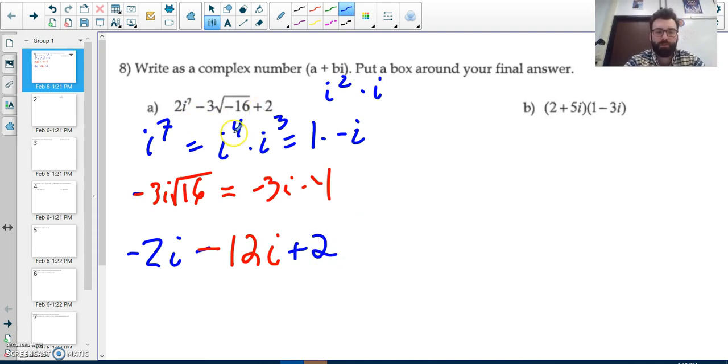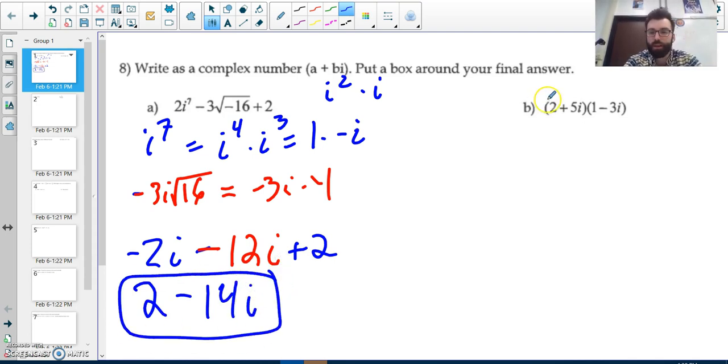Remember, this i to the 7th became i to the 4th times i to the 3rd. i to the 4th is 1. i to the 3rd is negative i. Negative 3 times the square root of negative 16 became negative 3i root 16, which became negative 3i times 4. Negative 3 times 4 gave me negative 12. Combine my like terms, I get 2 minus 14i.